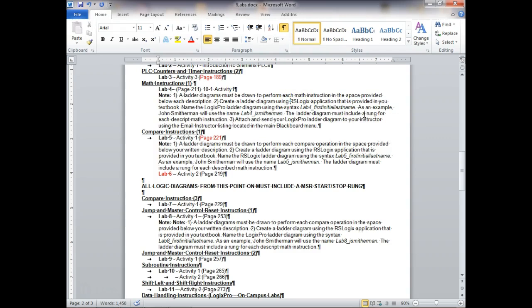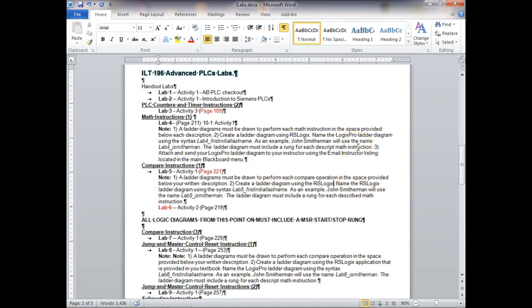What I've given you is page numbers. These I actually give you as activities. It says create a logic diagram using the RSLogix application that is provided. No, that's not true. We used to have y'all do this on Logic Pro, but the problem is that the new lab book, the new textbook, doesn't have it. We've talked about it, but we've never been able to get the money to buy the license.